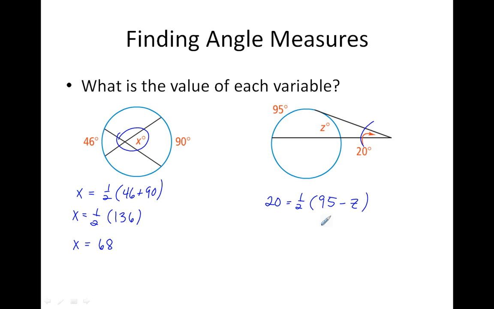Now because I've got an odd number here at 95, I really don't want to have to distribute my 1/2, so I'm going to multiply both sides by 2. When I do that, 2 times 1/2 cancels itself out, so I'm just left with 95 minus z. 2 times 20, I get 40. Now subtract 95 from each side. I have negative z equals negative 55. Multiply both sides by negative 1, z equals 55. So the measure of this arc is 55 degrees.